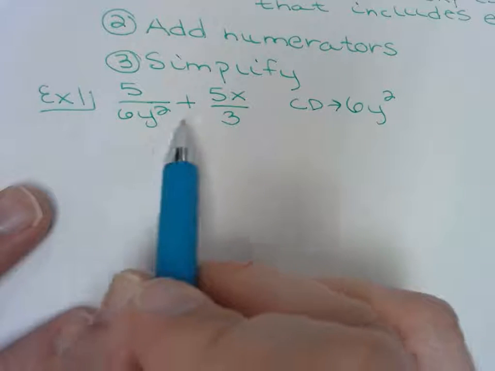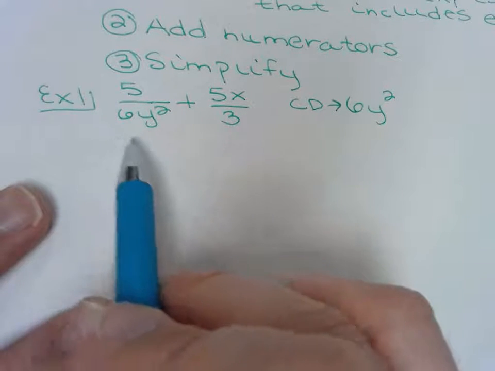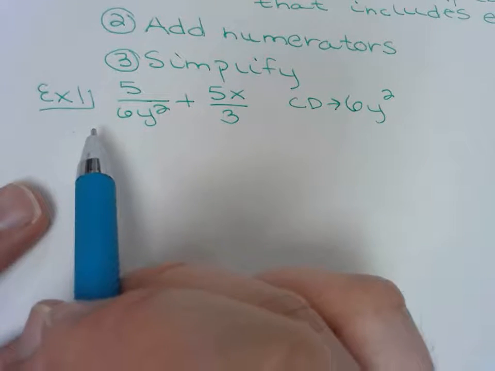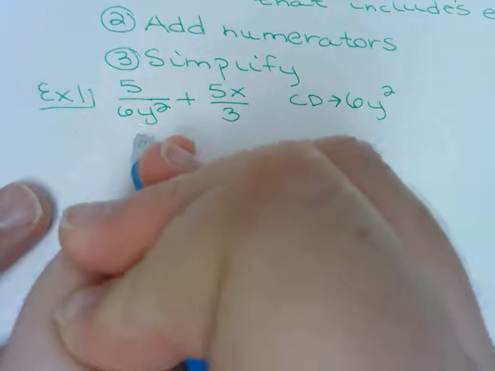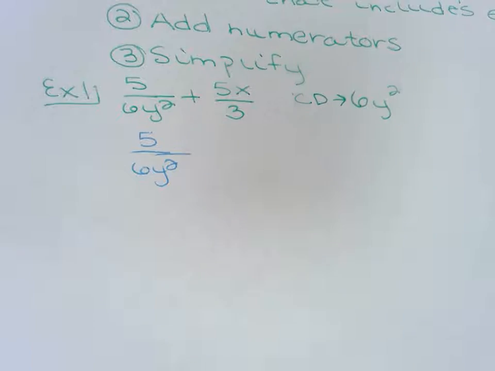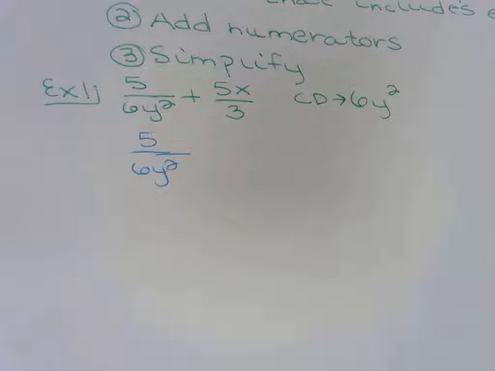The denominator already has a 6y squared. Do I have to multiply this top and bottom by something to get 6y squared? No, it's already there. So that stays 5 over 6y squared. If a fraction already has your common denominator, you don't have to multiply it by anything because it already has it. The second fraction is 5x over 3.